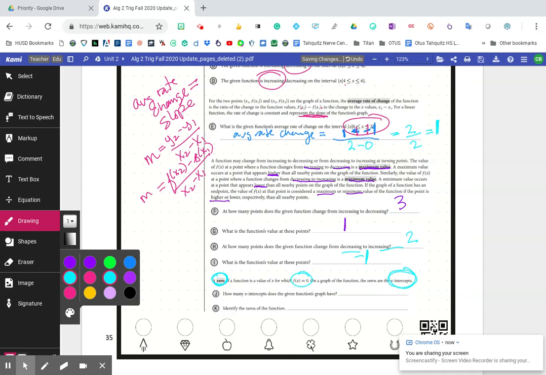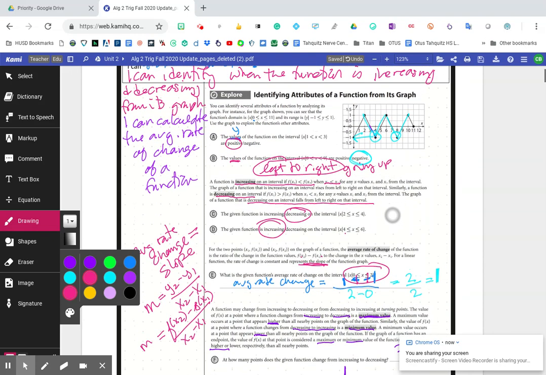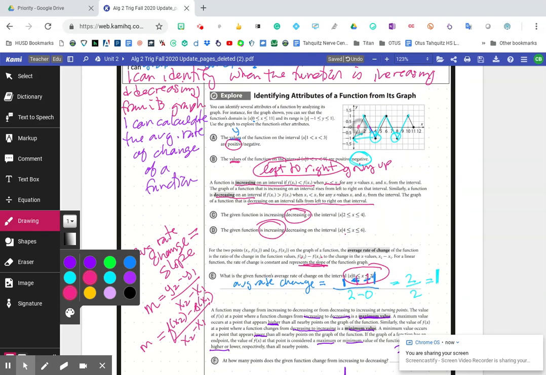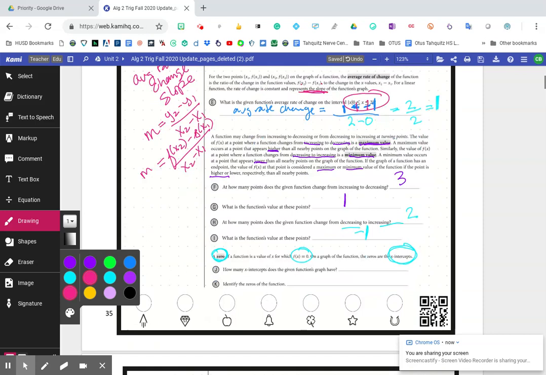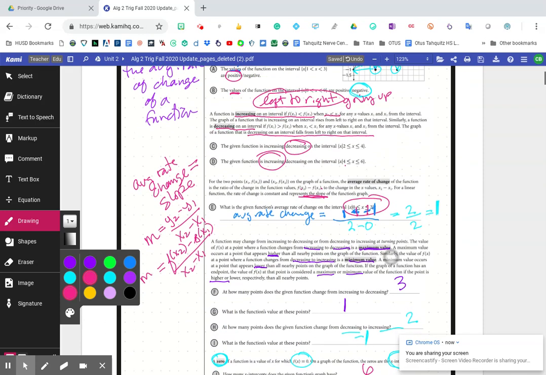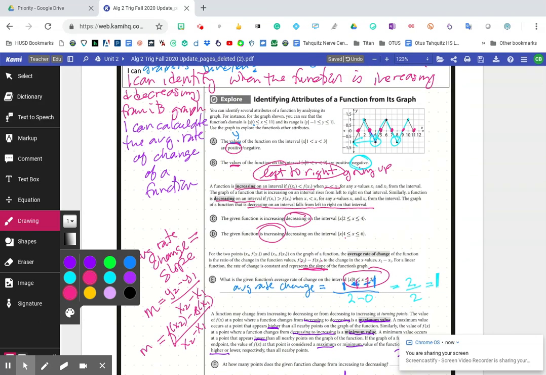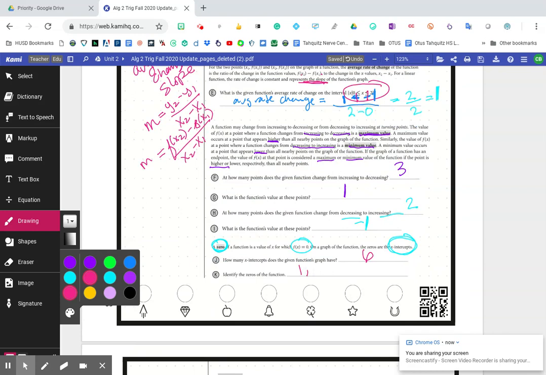How many x-intercepts does the given function have? So we need to look and see how many times the function crosses the x-axis. So I'm counting 1, 2, 3, 4, 5, 6 times. Identify the zeros of the function. So all we're going to have to do is identify these x values of the function. So I see 1, 3, 5, 7, 9, 11.